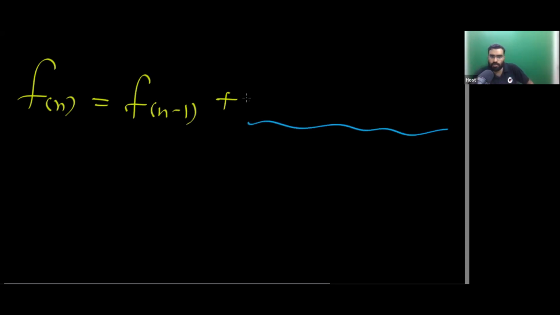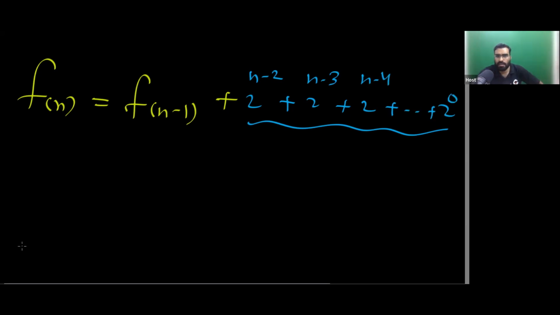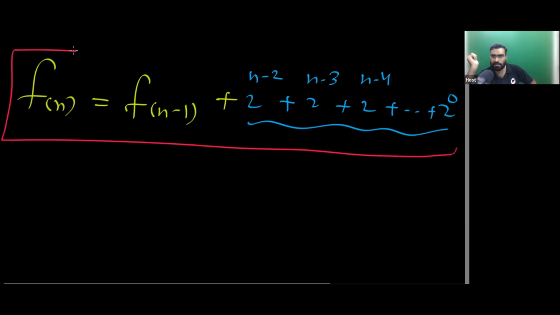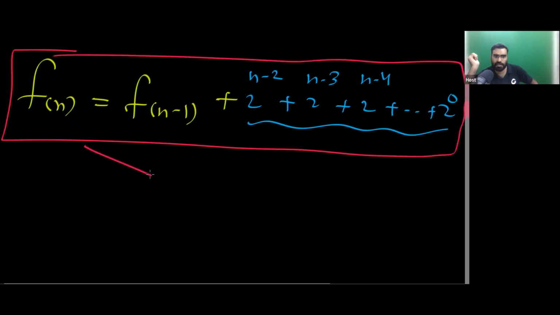Ultimately, this is correct. Fn minus 1 plus a series you will get. You will get a series: 2 power n minus 2 plus 2 power n minus 3, decreasing, 2 power n minus 4, decreasing, decreasing to power 0. Okay, is this point clear? This is correct. This series you are getting, and this is correct.